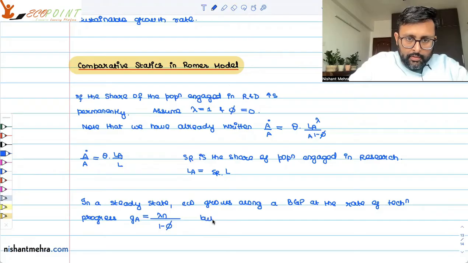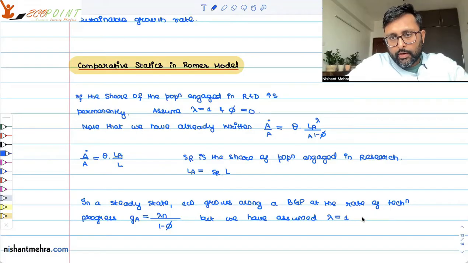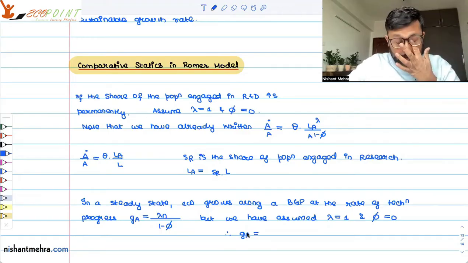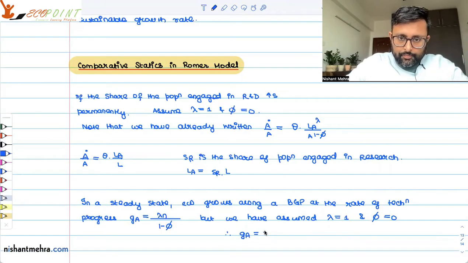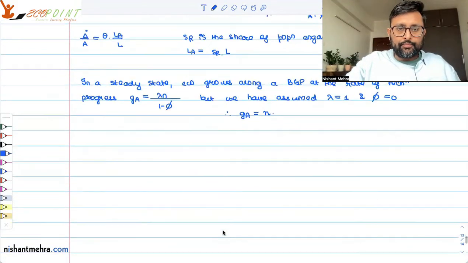But we have assumed lambda equals 1 and phi equals 0. Therefore, the rate of technological progress is equal to the rate of population growth. G equals n. The rate of technological progress is equal to the rate of population growth, which is equal to n.